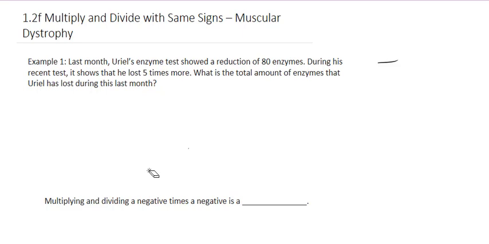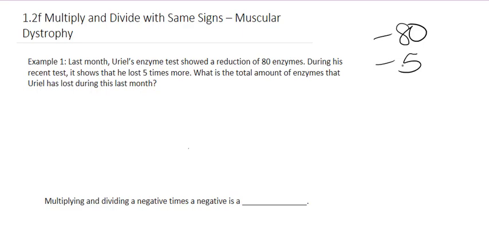So for this problem, let's identify the numbers. We have a reduction of 80 enzymes. This is the same as minus 80, or negative 80. Then we know that he lost 5 times more, which is a loss. So we have negative 5. And that times more is showing us that we need to multiply these two numbers together.